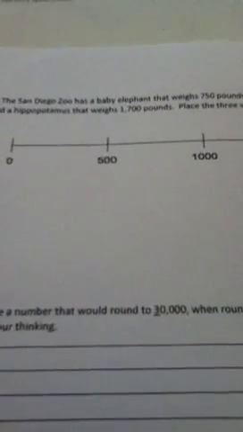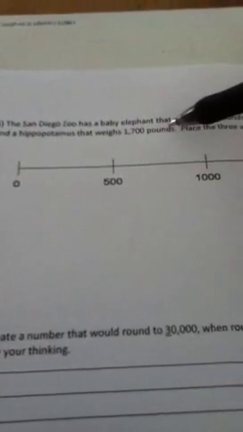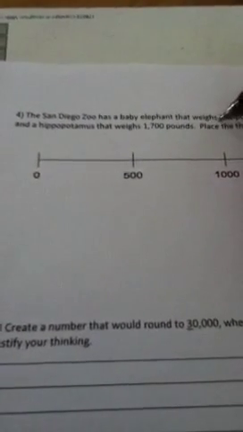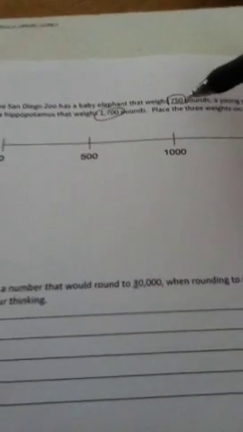Okay, the San Diego Zoo has a baby elephant that weighs 750 pounds, a young rhinoceros that weighs 1,200 pounds, and a hippopotamus that weighs 1,700 pounds. Place the 3 weights on the number line. So here's what I'm going to do. All right, I'm just going to go through. I'm going to find the different numbers that I have to place on the number line. I'm going to circle them in my problem, and I'm going to go through and place them.